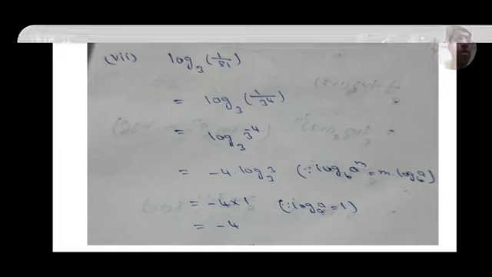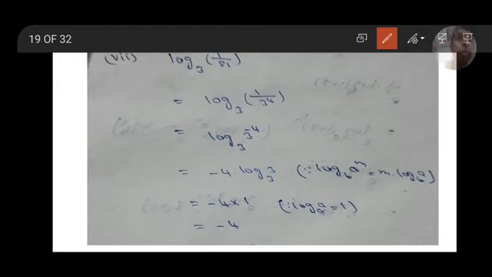Log of 1 by 81 to the base 3. What is 81? 81 is 3 to the power of 4, 3 into 3 into 3 into 3. 81 means 9 square, 9 into 9 is 81, 9 can be written as 3 into 3, therefore 3 to the power of 4. Means 81 is log 1 by 3 to the power of 4 base 3. This 1 by 3 to the power of 4, if this 3 to the power of 4 comes to the numerator, it will come as 3 to the power of minus 4.